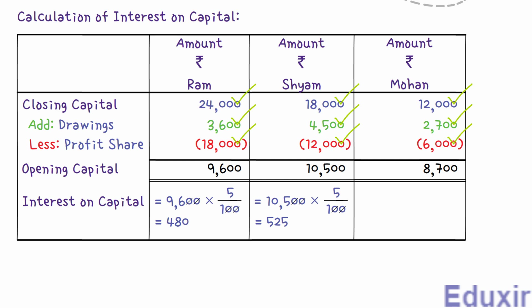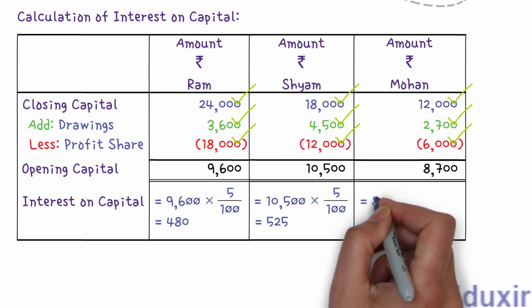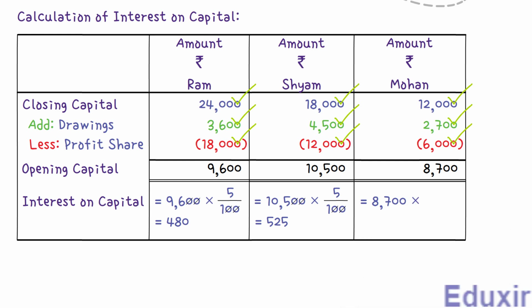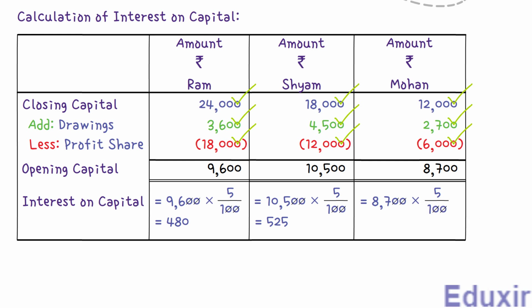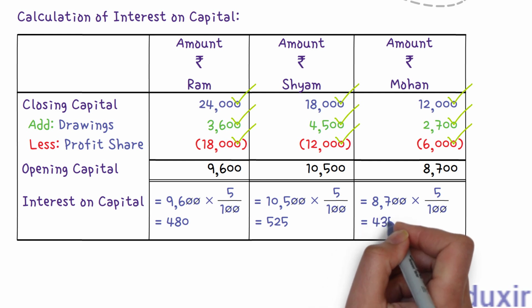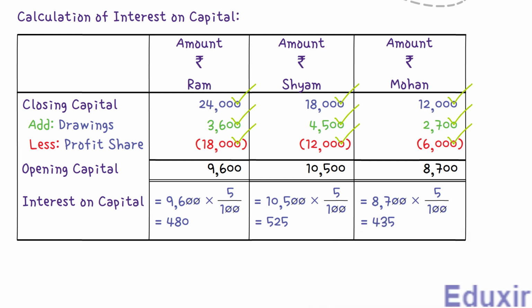Now, the interest on capital for the partner Mohan is his opening capital amount of 8,700 rupees multiplied with the rate of interest on capital, which is 5 upon 100. Let's cancel both the zeros in 100 for both the zeros in 8,700 rupees. Now, if we multiply the remaining 87 and 5, we get 435 rupees. This is the interest on the partner Mohan's capital. And with that, we have come to the end of the solution to this problem.